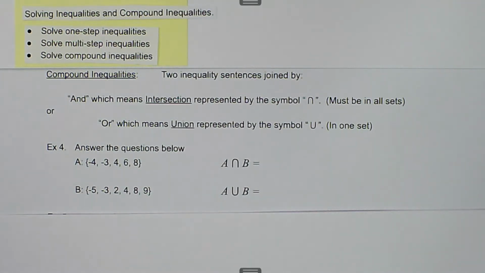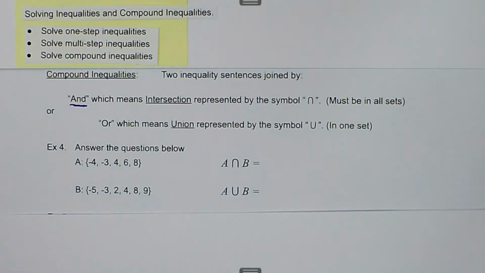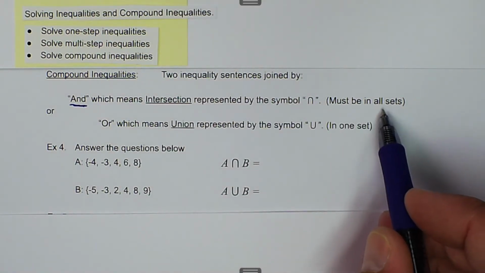We are talking about solving inequalities and compound inequalities. And here we're talking about compound inequalities, which is two inequality sentences joined by and. So joined by the conjunction and, which means intersection, represented by the symbol that kind of looks like an upside down U or an N. So this says must be in all sets.